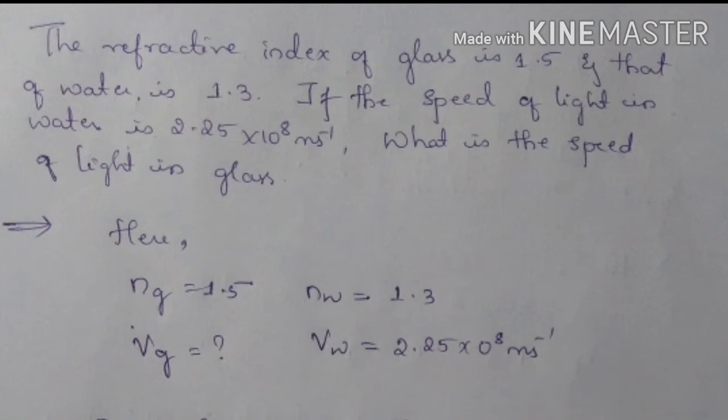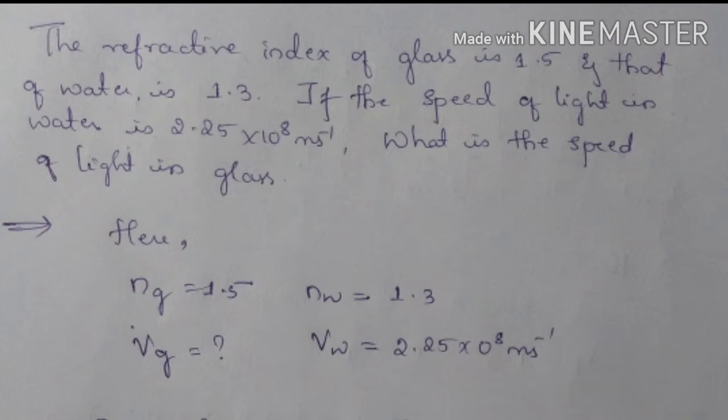Now the second question: the refractive index of glass is 1.5 and that of water is 1.3. So the refractive index of both media is given to us. If you see, glass forms the denser medium compared to water. If the speed of light in water is 2.25 into 10 power 8 meters per second, what is the speed of light in glass medium?